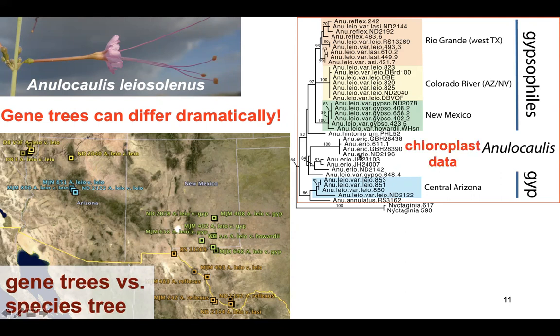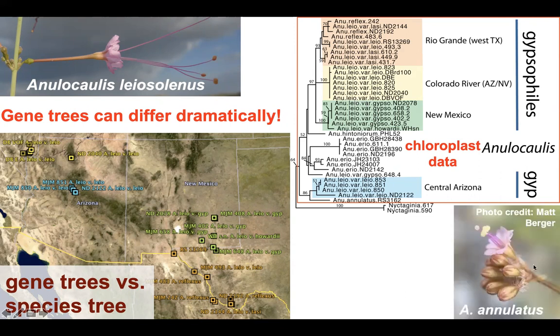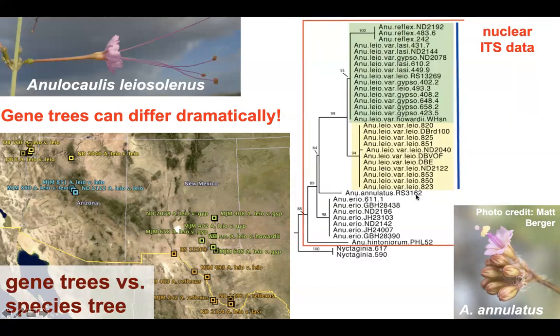But in this chloroplast tree, based on chloroplast DNA, the populations from central Arizona, which are in blue here, are not grouped with the rest of the gypsum endemic ones. Instead, they're grouped with another species of Annulocalis, which lives only in Death Valley and the immediate area around Death Valley and is not associated with gypsum whatsoever. And so this makes no sense geographically or ecologically. It's very, very strange, but it's a very strong pattern.